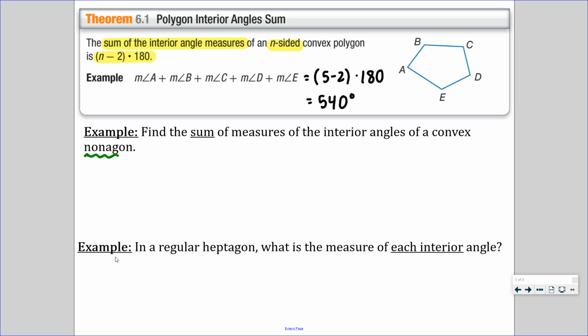Let's start back here actually. Nonagon is how many sides? 9. It is 9 sides. This vocab doesn't change how I'm going to approach this problem, but just for practice, because we talked about this in chapter 1, does anybody remember what convex means?